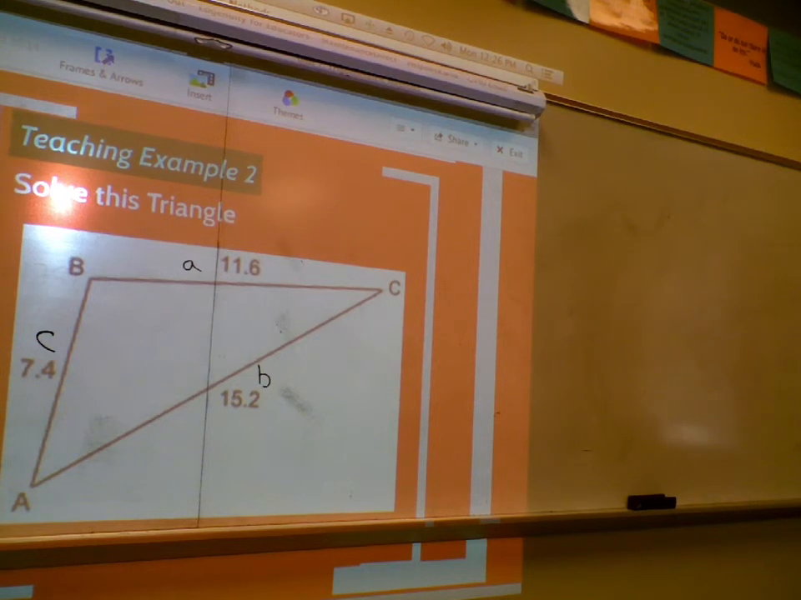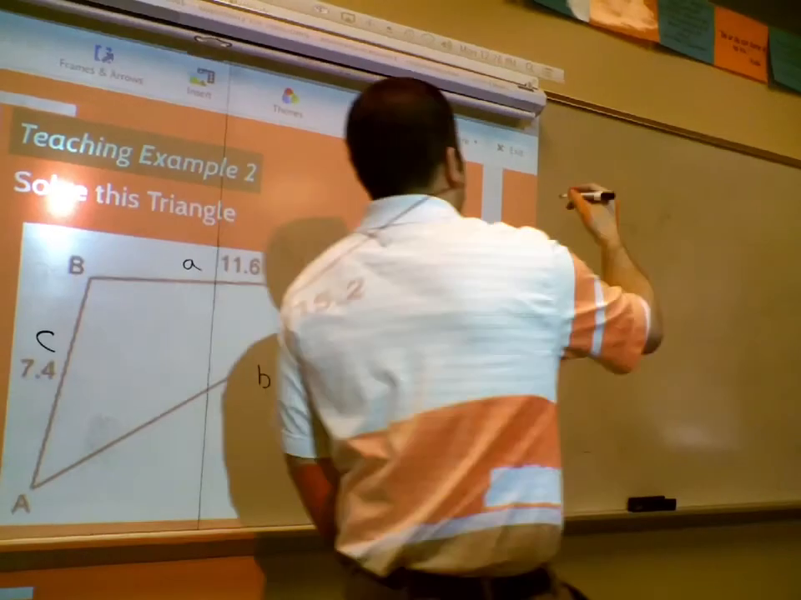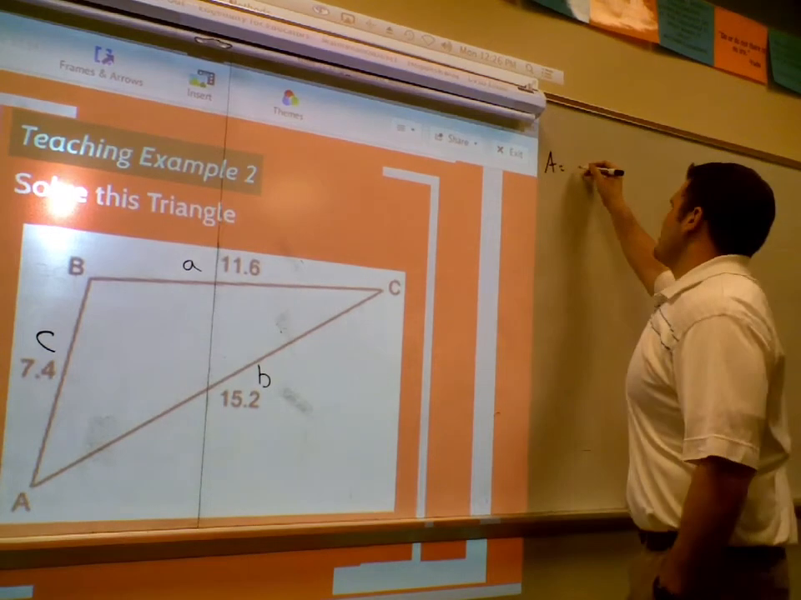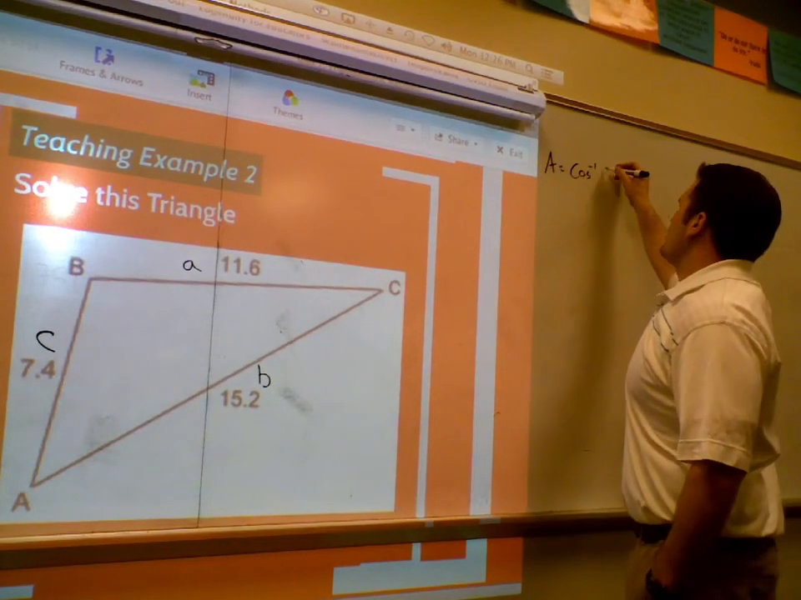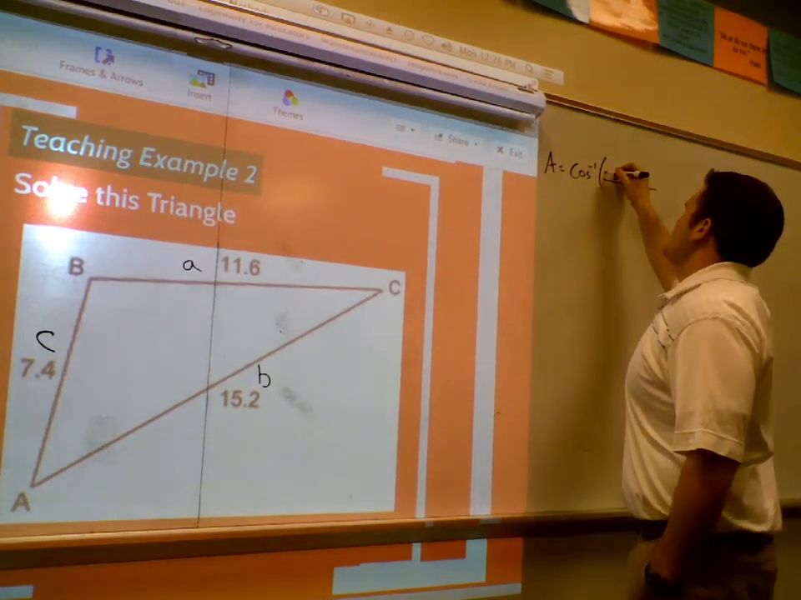What do you guys want to start with? A? Okay, we can start with A. So we're starting with A, then we need to use this version of the cosine for angles formula.